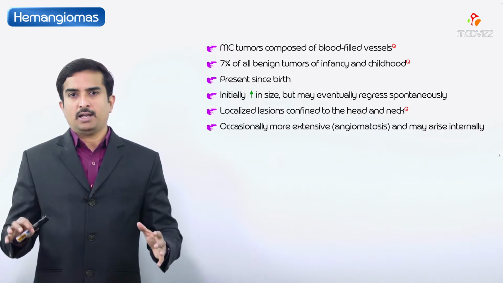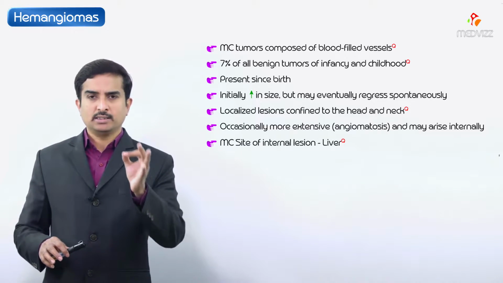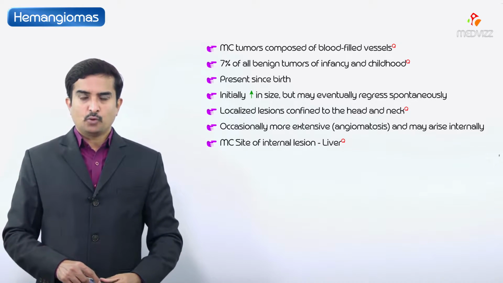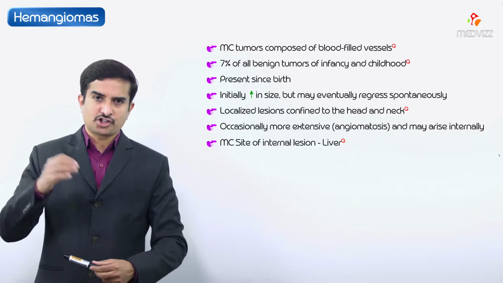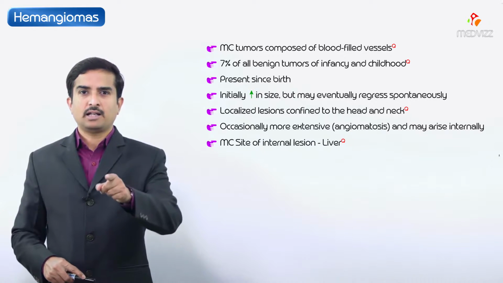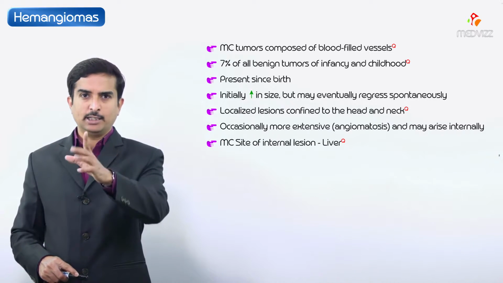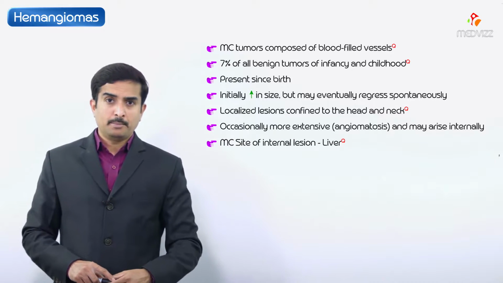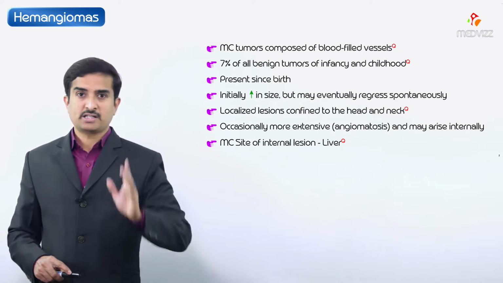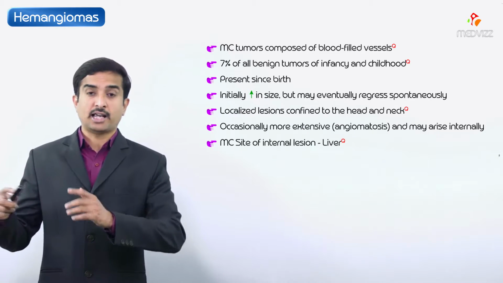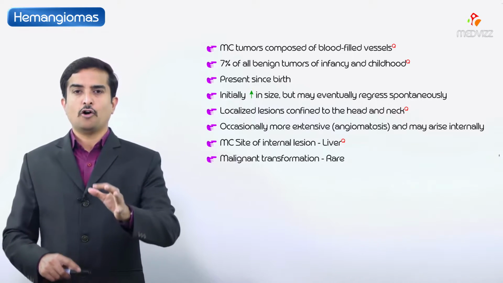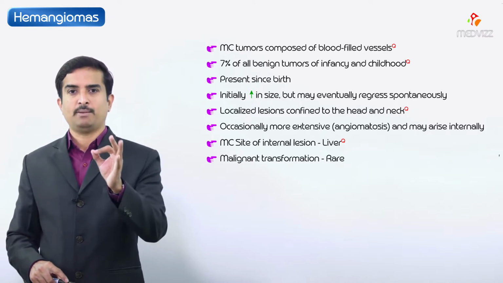Nearly, if you see, approximately 1/3 of these internal lesions are found in the liver. So whenever an examiner asks you the question, what is the most common location for the internal hemangiomas, your answer should be the liver. And remember that as these are benign neoplasms and the most common type when compared to all other types of vascular neoplasms, the malignant transformation of these hemangiomas is extremely rare.